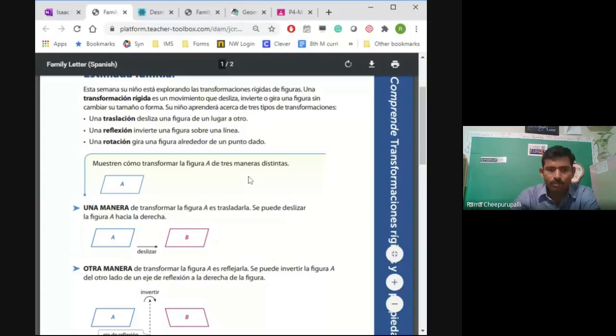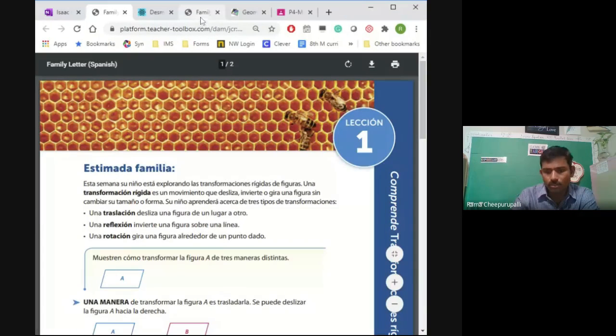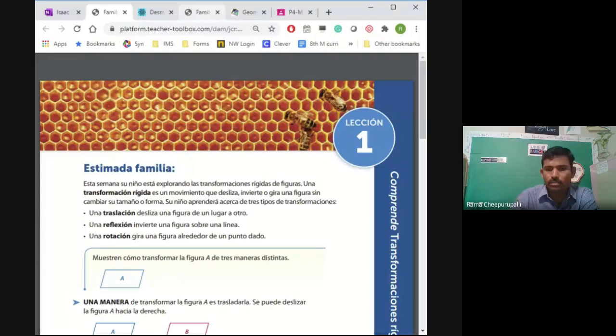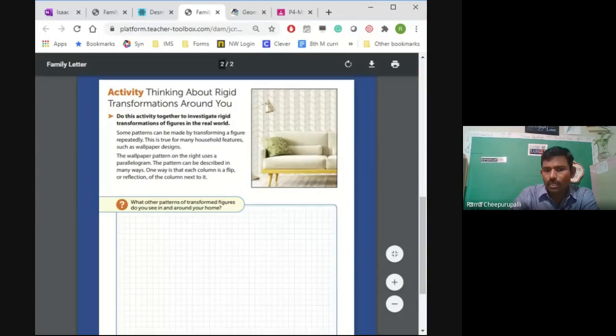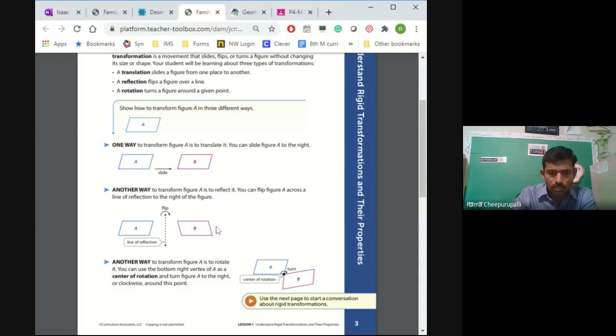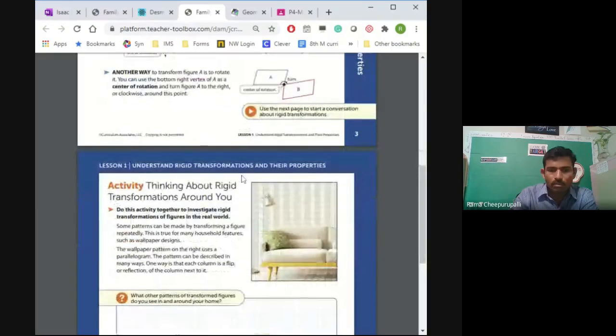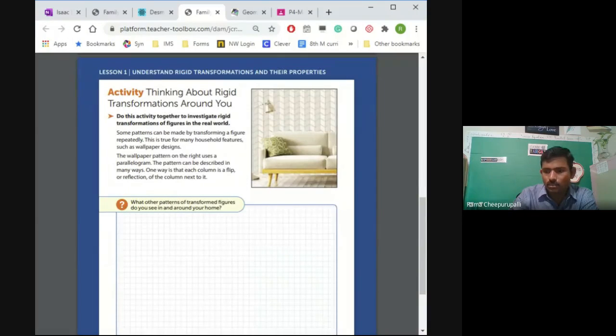So this is the family letter that I put in your assignments, one in Spanish and one in English, both languages. So you don't have an excuse to say, I don't understand. Please read them, and you can give it to your parents, or ask them to read them, or at least you can read them and understand what's happening. For example, here it gives you all the definitions one more time. We learned about the slide, which is translate, and we learned about flip, reflection. We're going to learn about the other ones tomorrow or the next class.